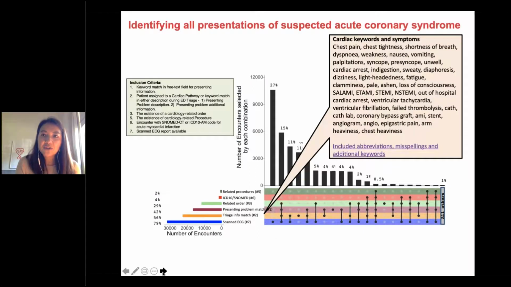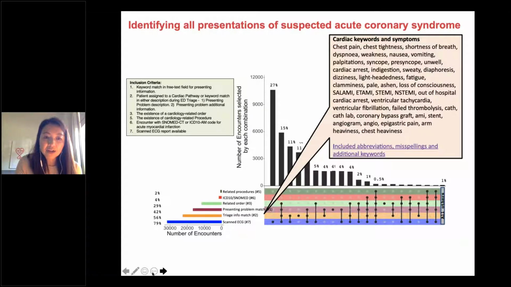So the first step was to identify all the potential presentations of suspected acute coronary syndrome. Because we didn't just want to rely on defining our cohort by using ICD-10 codes or discharge diagnoses, we designed a broad inclusion criteria to identify the presentations of these patients. So we used 7 inclusion criteria, which we used in the EMR.